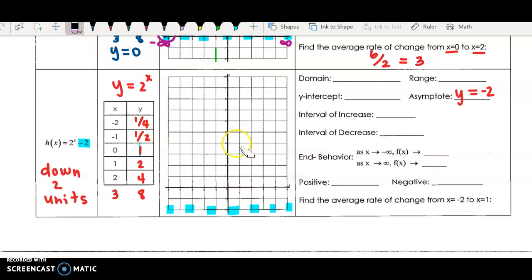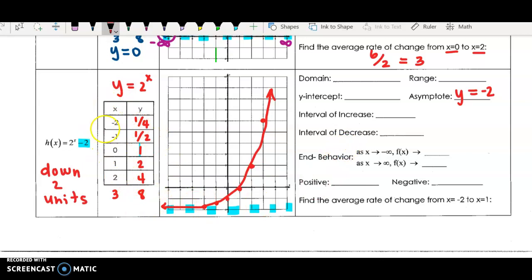And again, we're counting from where the y-axis intercepts our asymptote. So from this center, we're going to go to the left 2 units and up 1/4, to the left 1 unit and up 1/2, 0, 1, 1, 2, 2, 4, and 3, 8. Our graph will be close to the asymptote on this end, and then go up on the right.